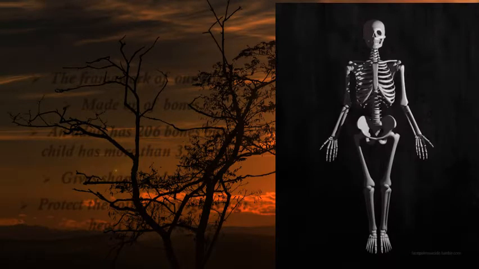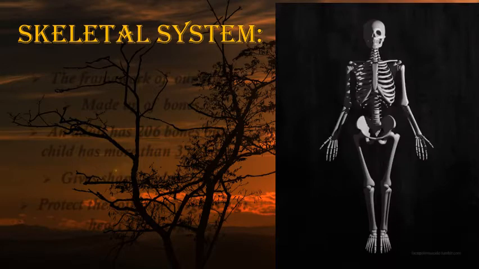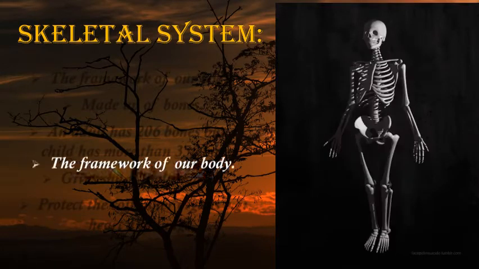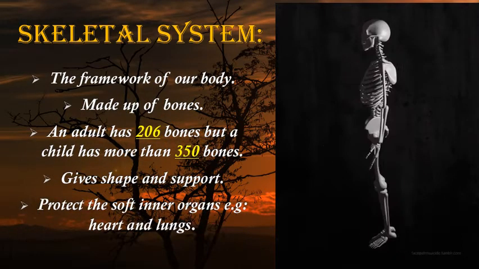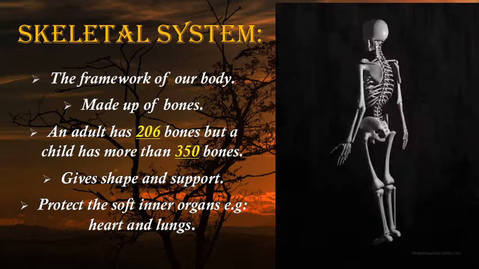There are two major components of this chapter, including the skeletal system and the muscular system. The first is the skeletal system. So here are some of the points of the skeletal system which we have learned in detail. So let's review them.